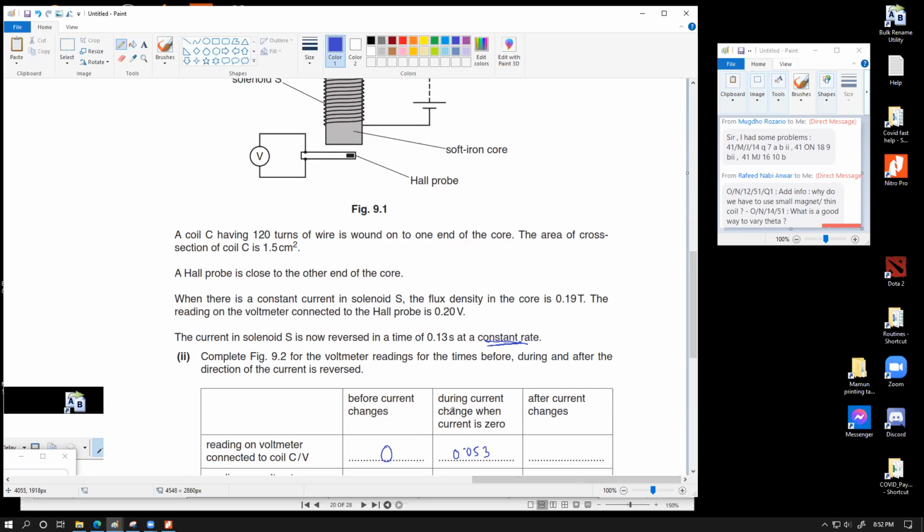So during the current change, when the current is 0, you have to understand one thing. It means you are continuously changing. Let's say this is the graph of current versus time, I versus t. So you have a constant current, then you reverse the current uniformly, then it becomes constant again. So even when this is 0, the rate of change of current is not 0, because it is still part of an inclined straight line. So it will still have some value.